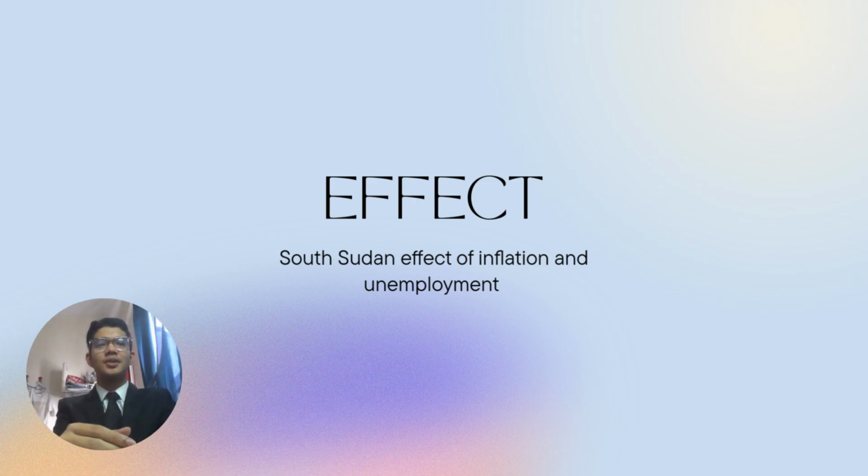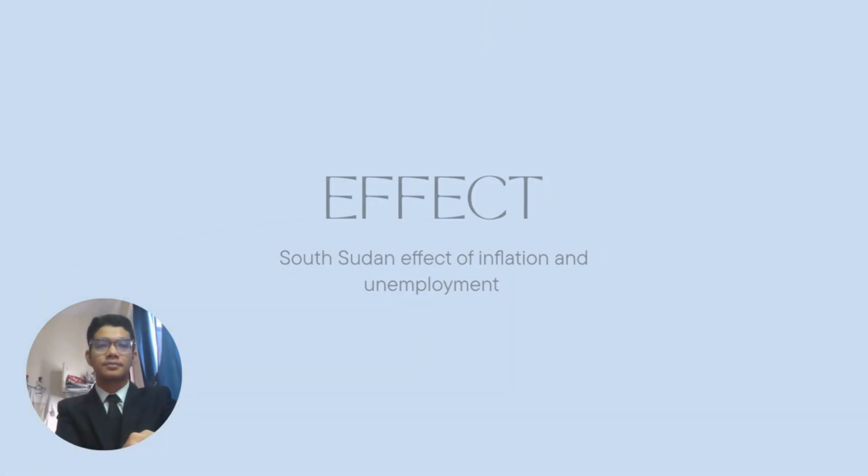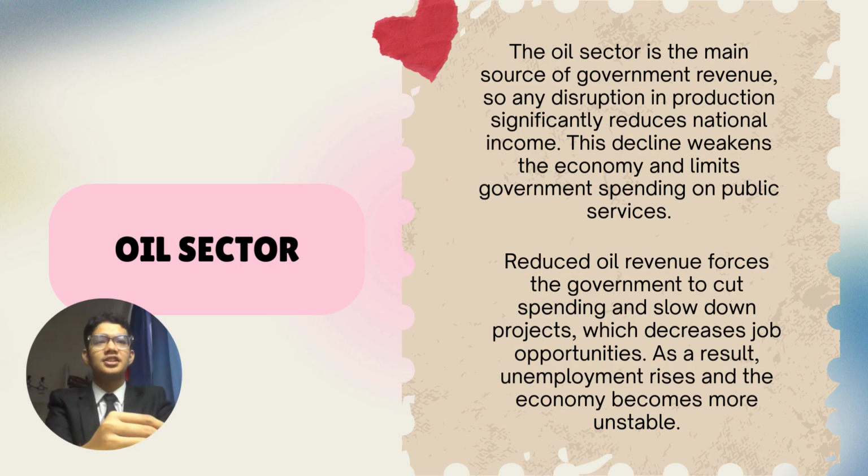All right, this is the next part of the analysis, which focuses on the effects in South Sudan. The twin challenges of high inflation and unemployment feed into each other, creating a cycle that weakens the entire economy. The first major effect is the oil sector. As the main source of government revenue, any drop in oil production drastically cuts national income. This forces spending cuts and slows development, and directly leads to higher unemployment and economic instability.